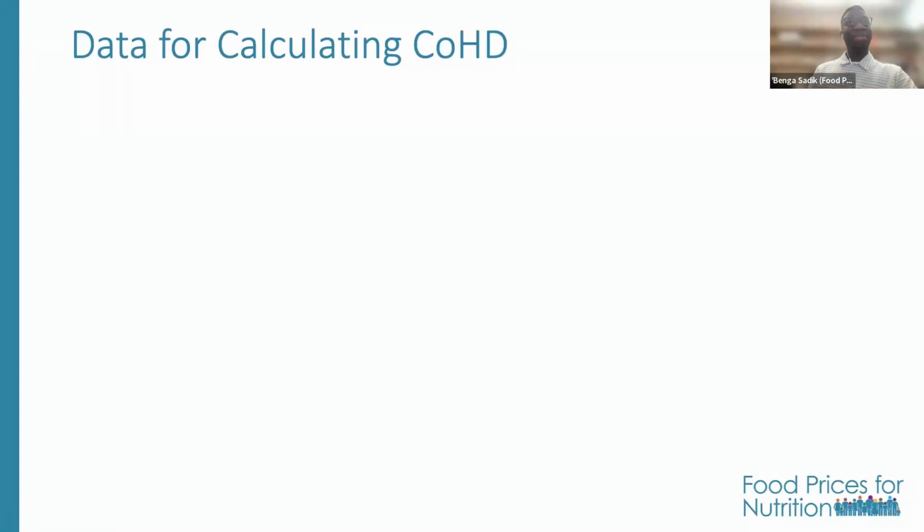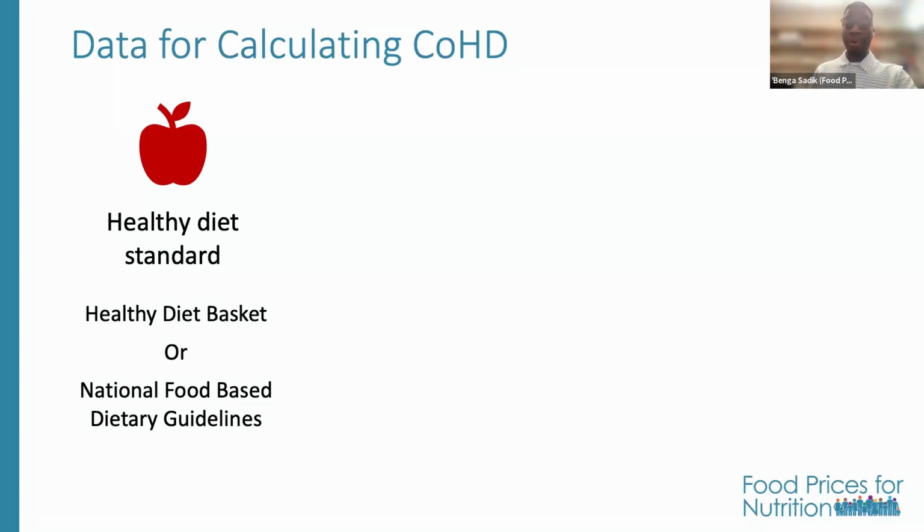Like Hannah mentioned, there are a few things that we need to calculate the cost of a healthy diet. The first is a reference for what a healthy diet is, a quantified reference to define a healthy diet. I talked about the healthy diet basket, which is one of the ways that we use to define healthy diets to compare across countries. Like Hannah said, it represents commonalities across many countries' food-based dietary guidelines, but we could also use the national food-based dietary guidelines.